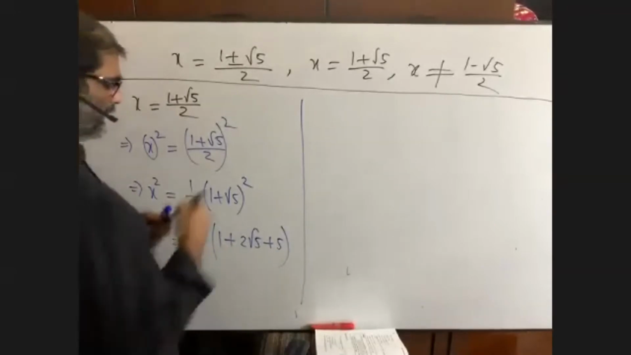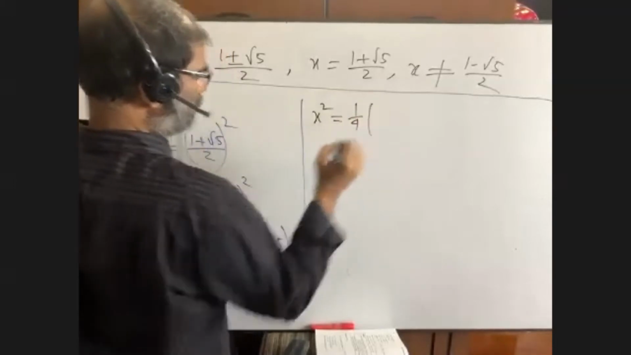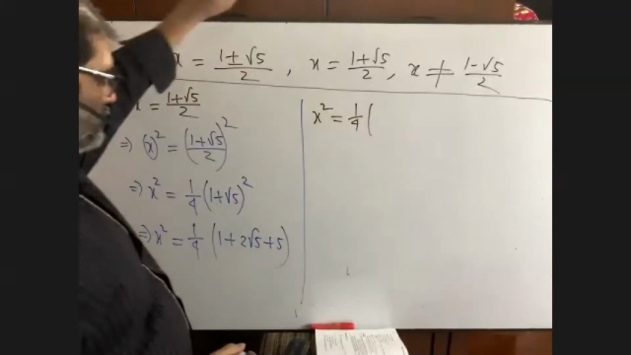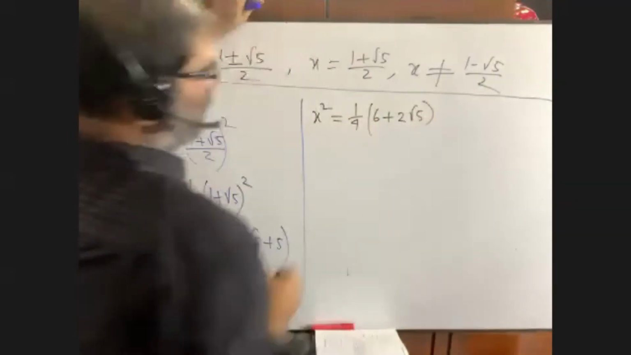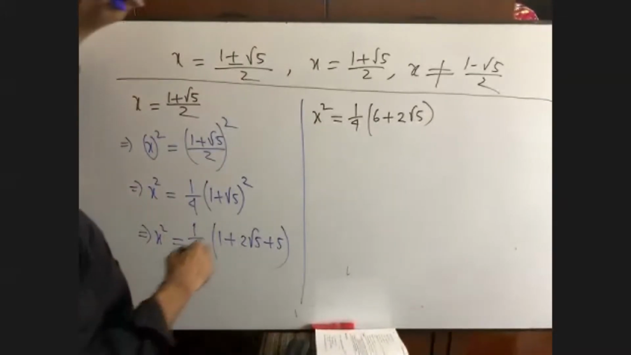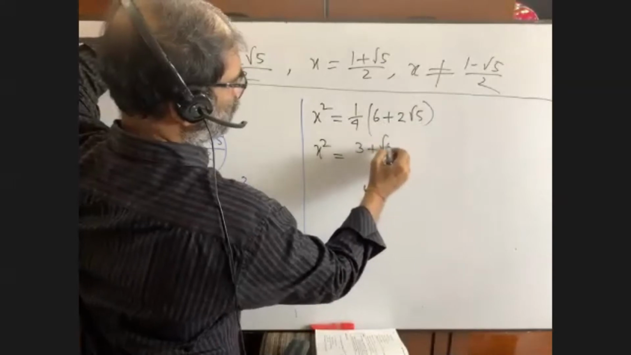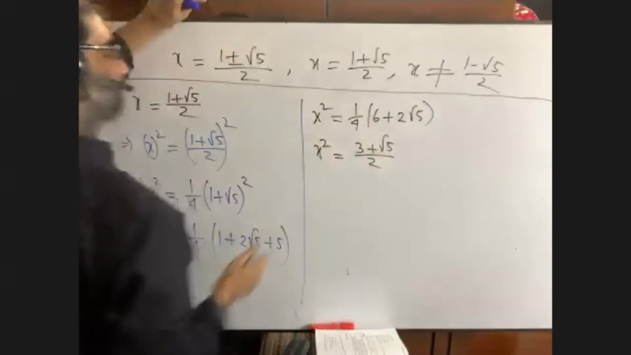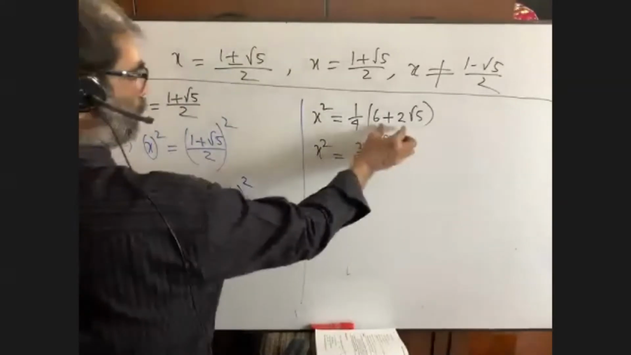That means we are getting here x square equals 1 by 4 times (5 plus 1, 6 plus 2 root 5). Now it can be written x square equals (3 plus root 5) by 2. I have taken 2 common from the numerator and cancelled that 2 with the denominator.